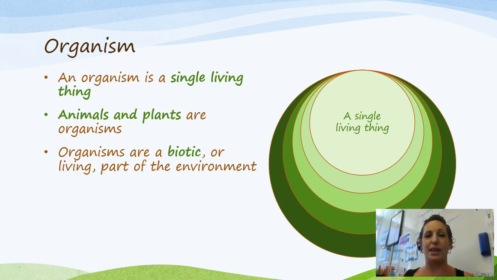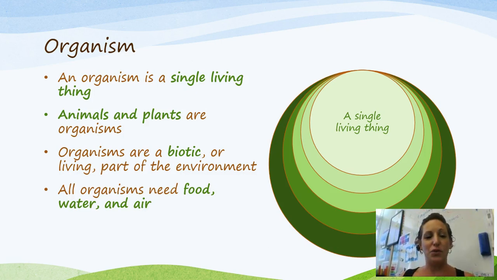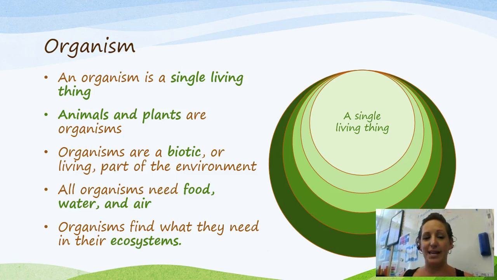Organisms are a biotic or a living part of the environment. All organisms need food, water and air. And organisms can find what they need in their ecosystems.